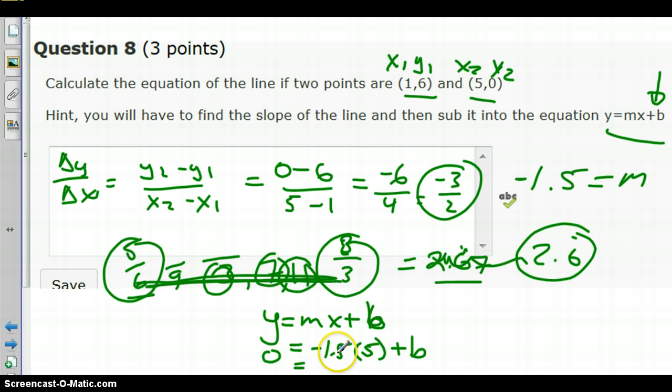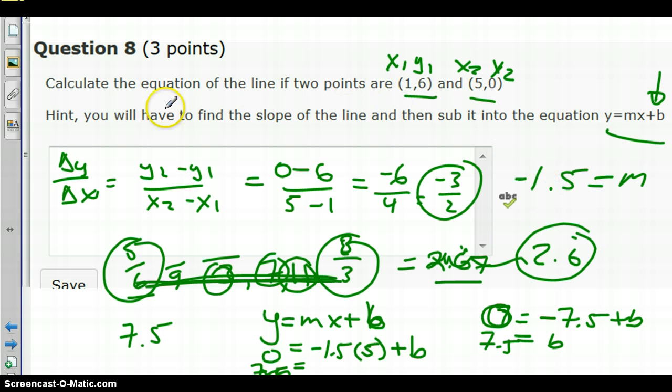5 times negative 1.5, or 5 times negative 3/2, is going to be negative 7.5. So when I bring that over, it'll be 7.5. Sorry, let me go on slowly. That's going to be negative 7.5 plus b, and solve for b. b is 7.5.